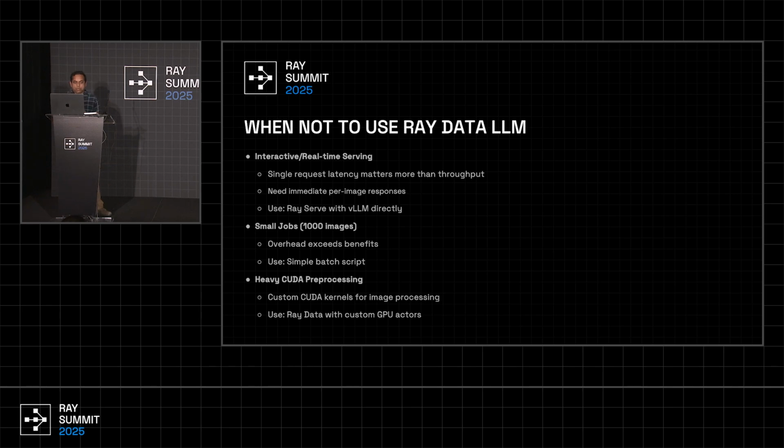So the question is, we use Ray, but when shall we not use it? If your request is single, latency matters most, you are not doing it offline, you are not focused on throughput, then don't use it. Otherwise, go for Ray Serve. If you have small jobs like 1,000 images, it doesn't make sense because the overhead would exceed the benefit. You can just write a simple shell script or Python. And if you have custom CUDA kernels on the pre-processing layers, which is using GPU actors, probably it may not be a fit. I haven't tried it, but I think that will be our next goal, how to do it.